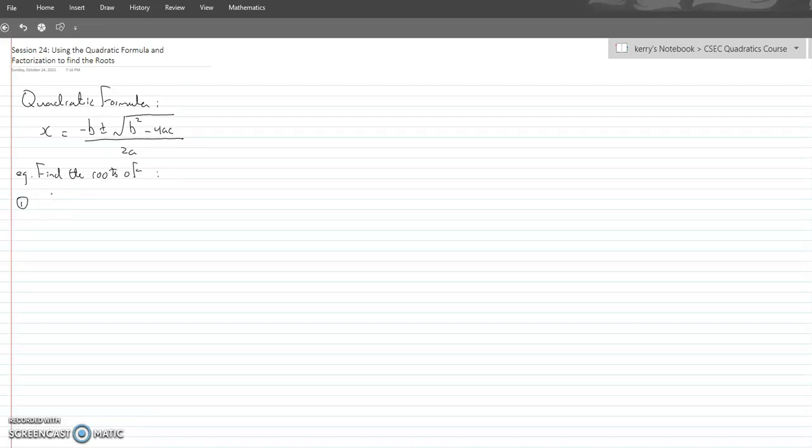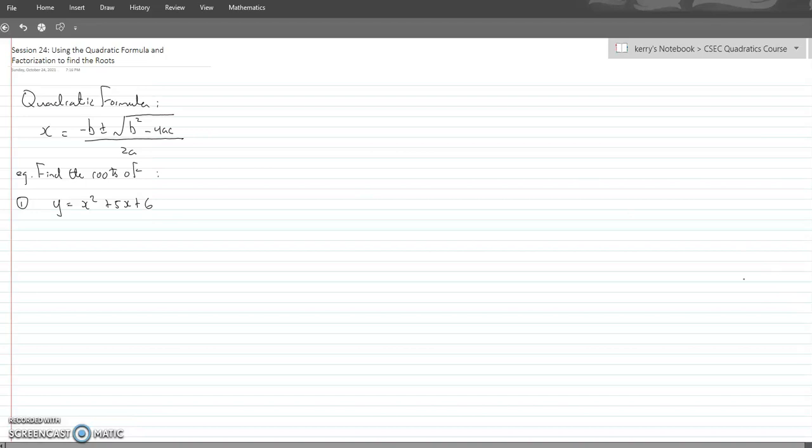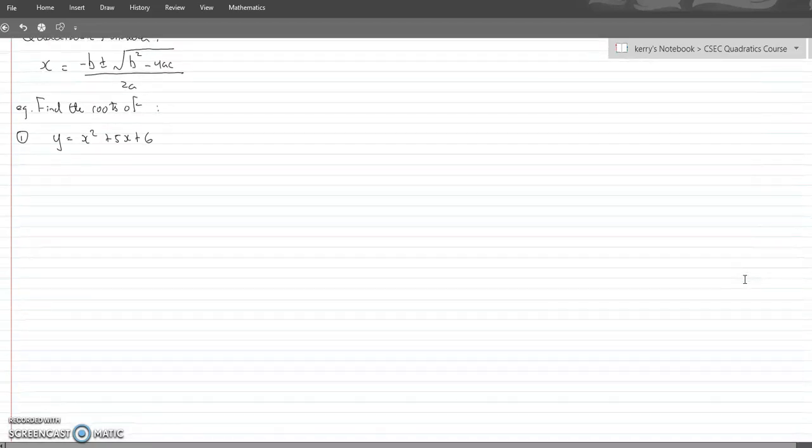First one, let's go with easy ones. y is equal to x squared plus 5x plus 6. Right? So for our first one, we have this equation here that we want to use. So method 1. It doesn't matter the order, I'm just doing the three methods to show you, and you can decide which one you want to use. So method 1, we will go with the quadratic formula, and I'll just shorten quadratic formula to QF, yeah?